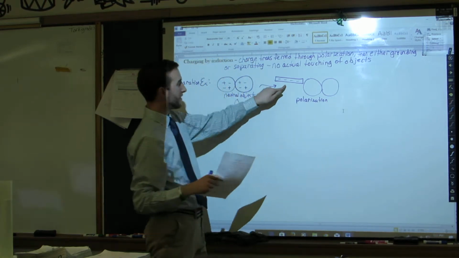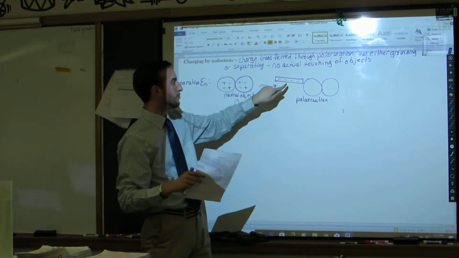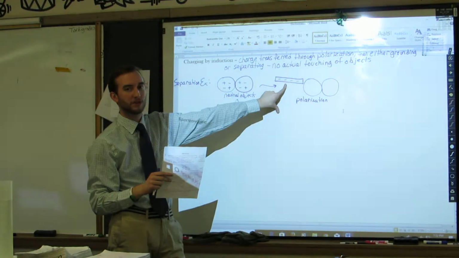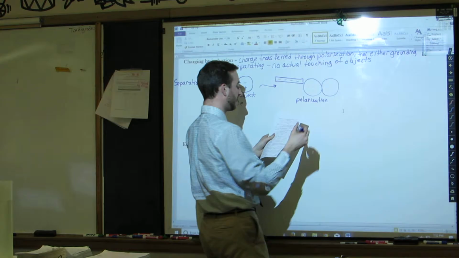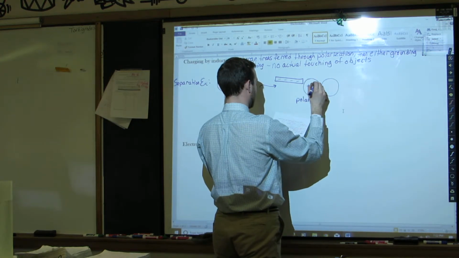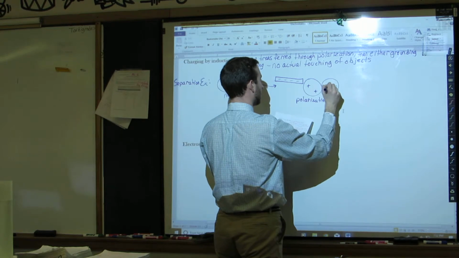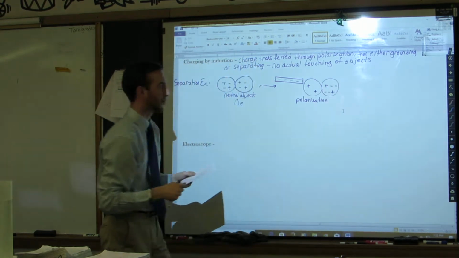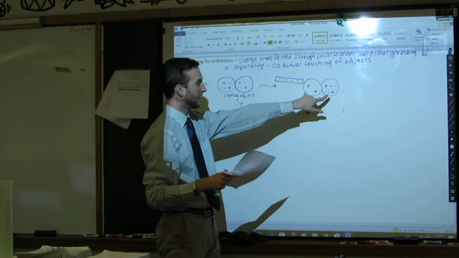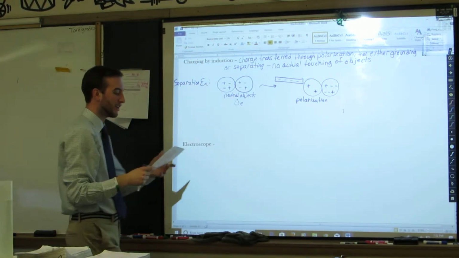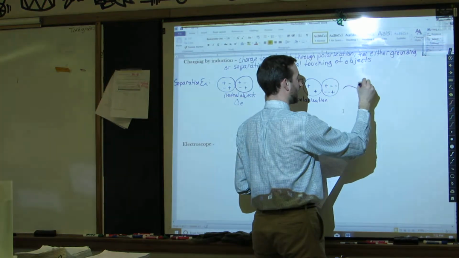What's going to happen? The negatives in our 2 objects right here do not want to stay near the negatives in the new object we've introduced in this rod. They're going to flee. They're going to go like this. Positives get left behind, these positives don't move, but now this object has all the negatives, or this half of the object. So we've split the charge, we've separated it into two different objects.